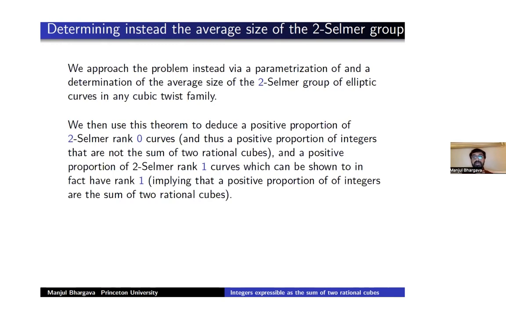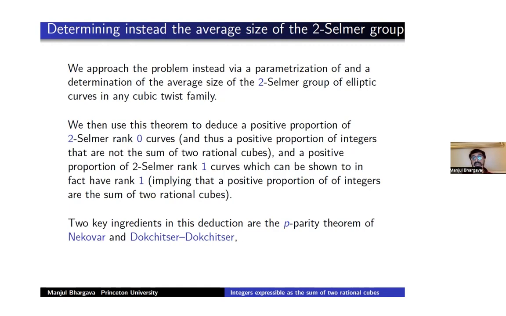And we also use it to show that a positive proportion of 2-Selmer rank one curves exist in any such cubic twist family where there are curves that have good reduction at two. And then a lot of those curves can be shown to actually have rank one, not just 2-Selmer rank one. And that implies that a positive proportion of integers are the sum of two rational cubes.